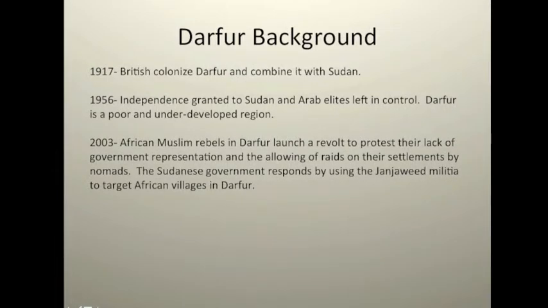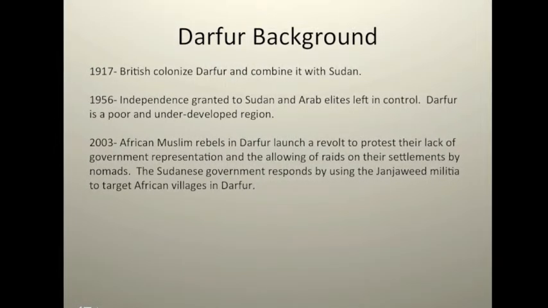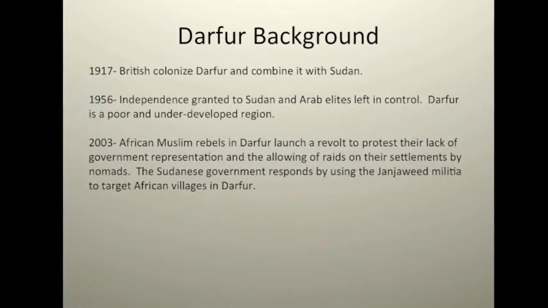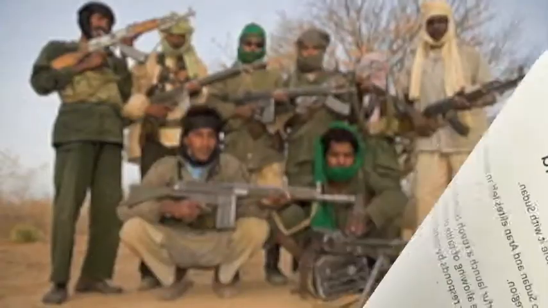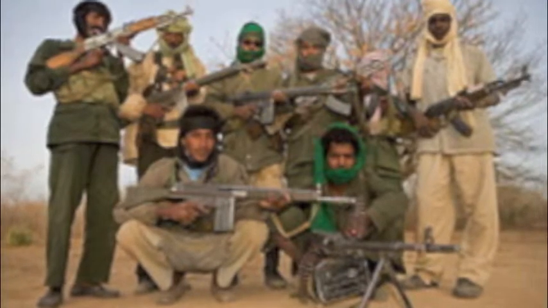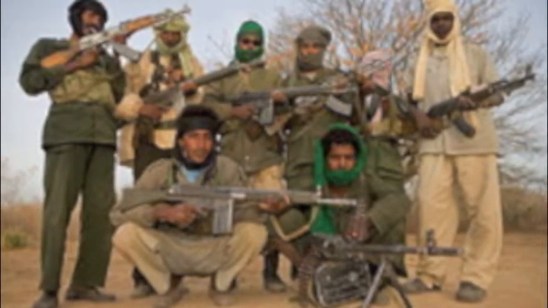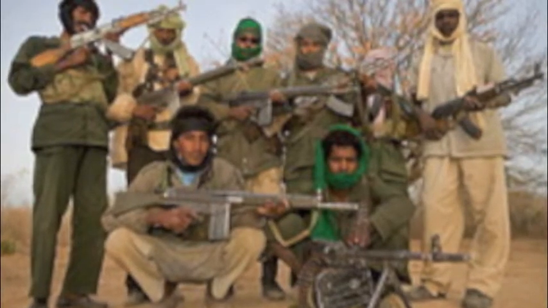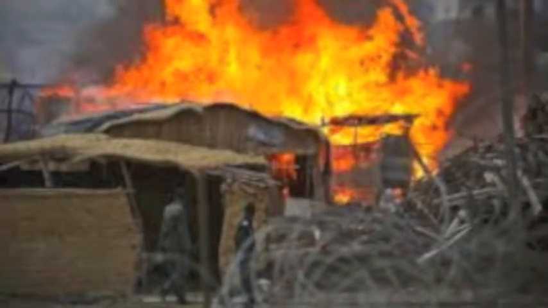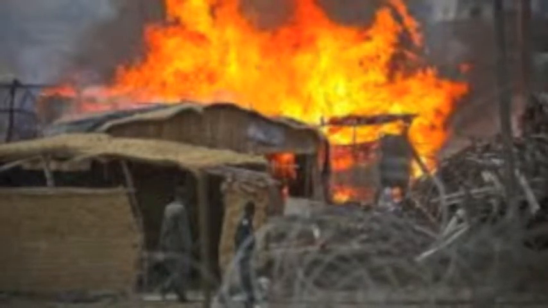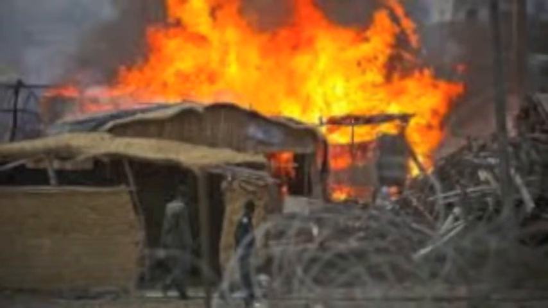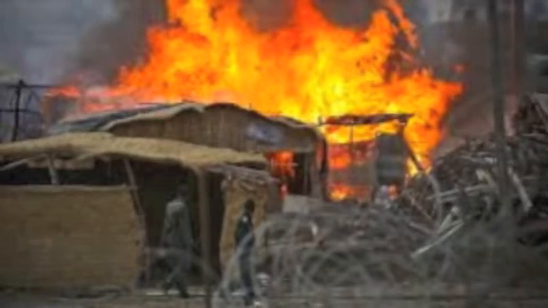In 2003, Darfuri rebel movements mainly made up of Africans started a revolt against the Sudanese government to protest their lack of government representation. The government responded by using an Arab militia called the Janjaweed to systematically target African villages, killing men, women, and children. Their goal was to stop the African rebellion by eliminating the entire ethnic group. 400,000 people have been killed and more than 2.5 million have been forced to leave their homes, going to refugee camps where conditions are bad and many die anyway.